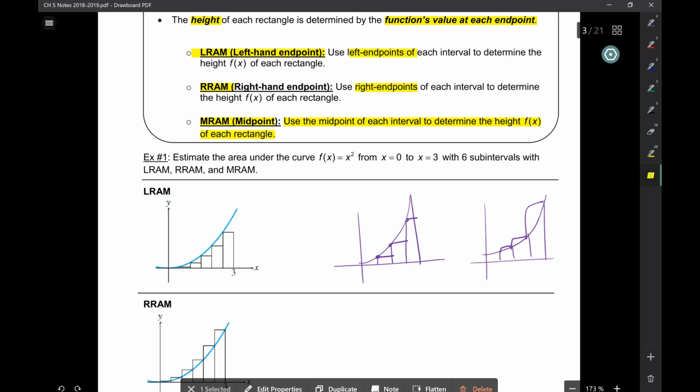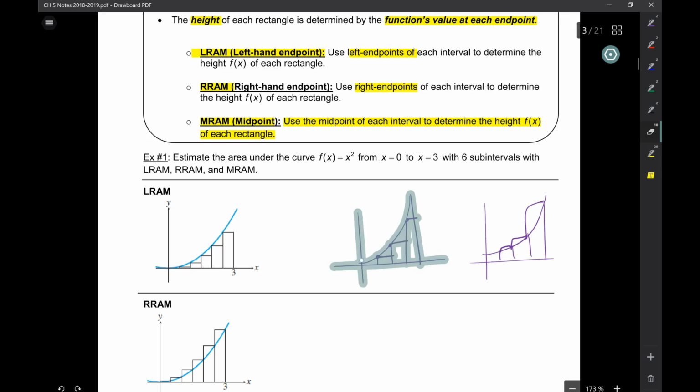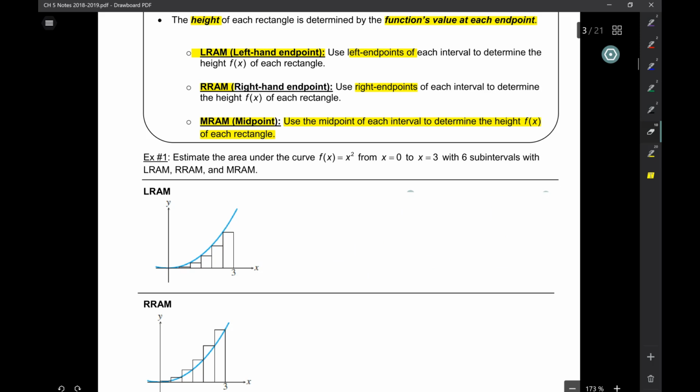Yes? When you use right-hand endpoint, do you subtract the area of the... Look at what we're going to do now. Take a look. I'm actually going to erase these because I'm going to use that area to solve this. So what we're going to do now is estimate the area under this curve, f of x equals x squared, that's this parabola, from 0 to 3 with 6 subintervals. And we're going to do it using LRAM, RRAM, and MRAM.